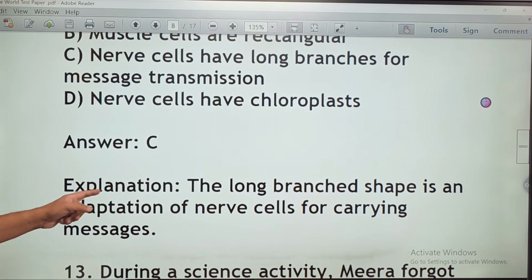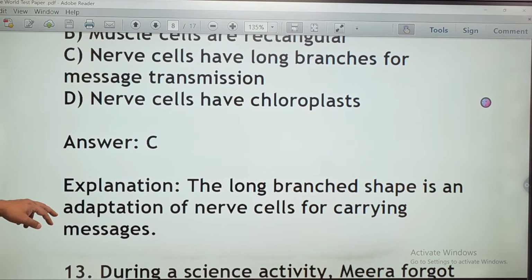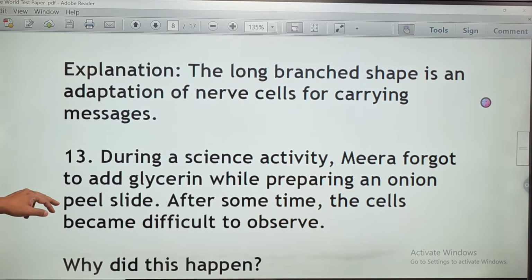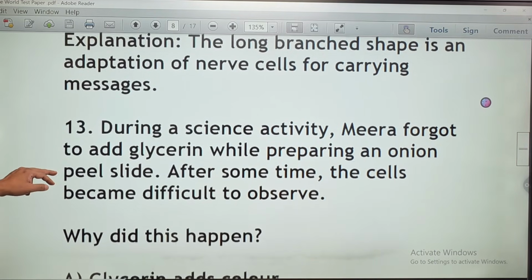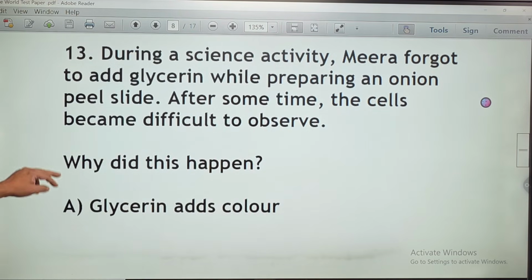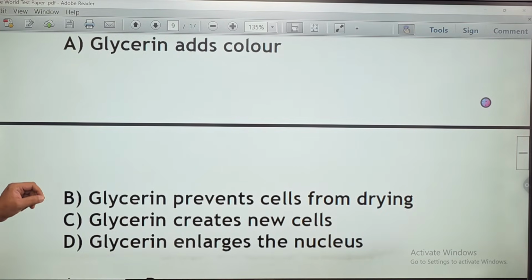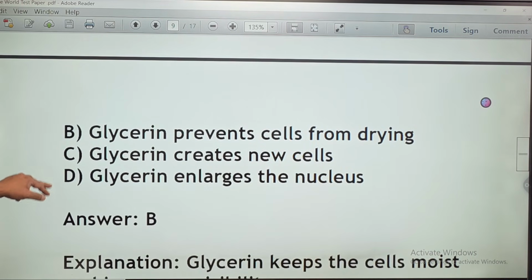The long branch shape is an adaptation of nerve cells for carrying messages from one part of the body to the other. During a science activity, Meera forgot to add glycerine while preparing an onion peel slide. After some time, the cells became difficult to observe. Why did this happen? Because glycerine adds color, glycerine prevents cells from drying, glycerine creates new cells, glycerine enlarges the nucleus. The correct option is B, it prevents cells from drying.